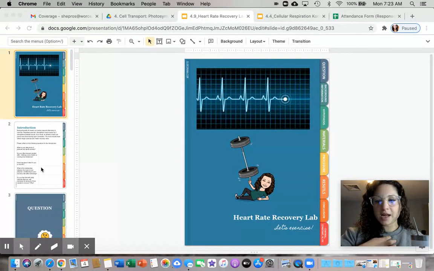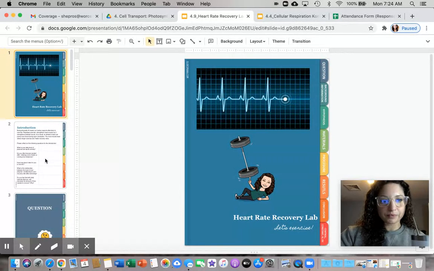So if you are not a physical person, if you do not enjoy exercise, if you do not play sports, that is okay. We can still measure this for you. And in doing this, we're going to be able to learn more about how the circulatory system works.